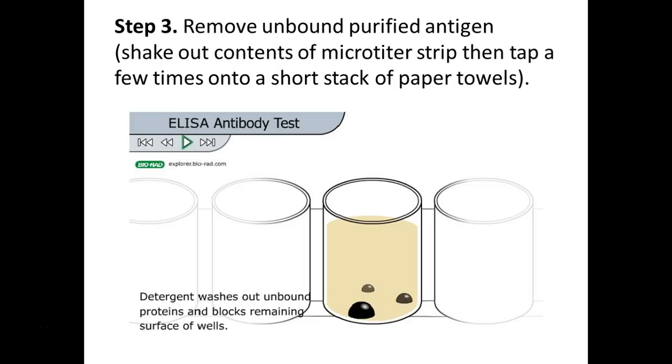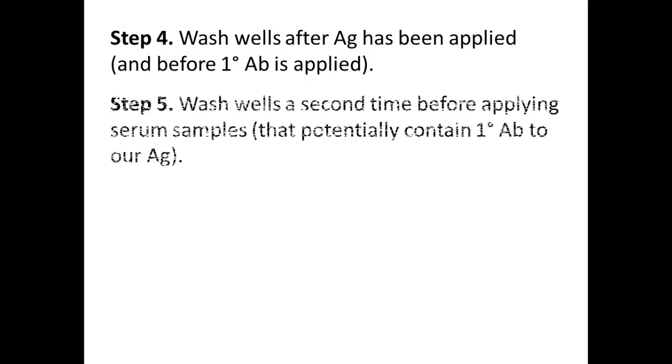So we're going to go through a lot of paper towels. We're just going to blot onto the paper towels, and I'll show you how to do that. Remember, we're going to wash before we do the primary antibody. And then we're going to wash a second time, so we're going to do it twice.